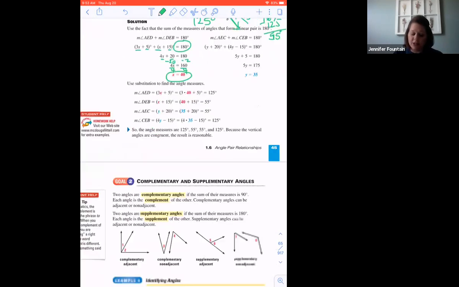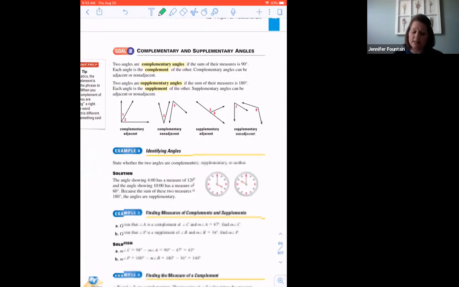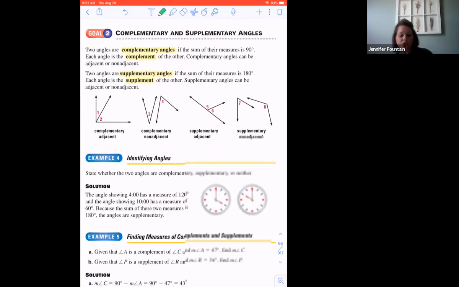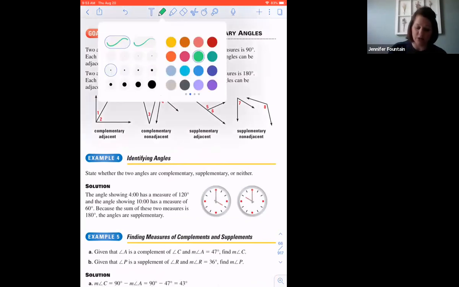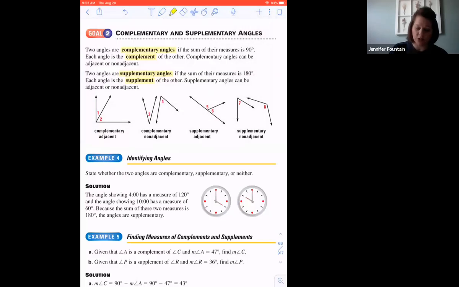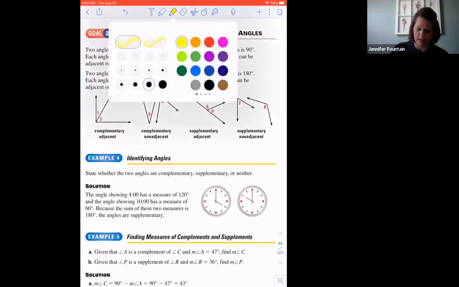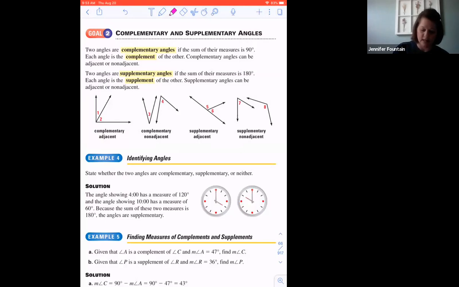All right, so our next section is talking about complementary angles and supplementary angles. And it says two angles are complementary if the sum of their measures is 90 degrees. This is something that you need to know and that you need to remember. Two angles are complementary angles if their sum is 90 degrees. Each angle is the complement of the other.